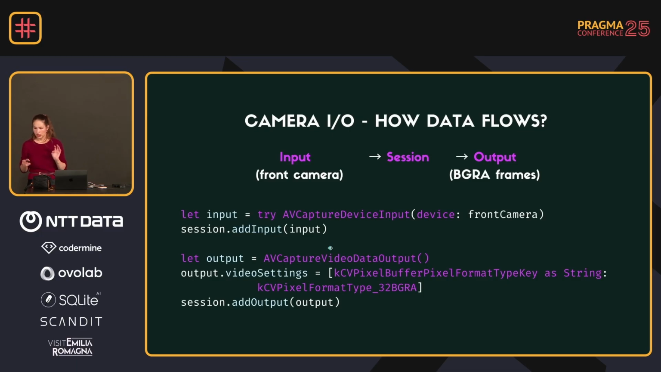So let's see how the camera input and output works. First of all, we get an input, which is the camera. Then we are running a session. And then out of these pictures that we are getting, we are supposed to get an output. What is the output? It's a bunch of frames that are returned to us in a BGRA format. In code, it looks like this.